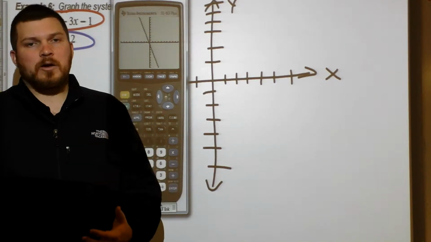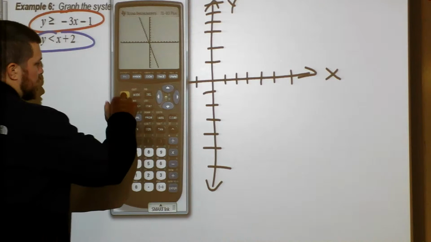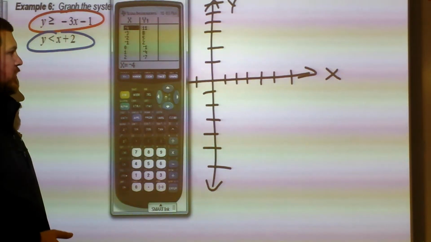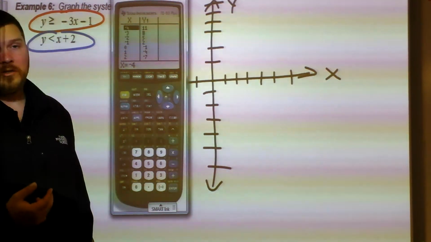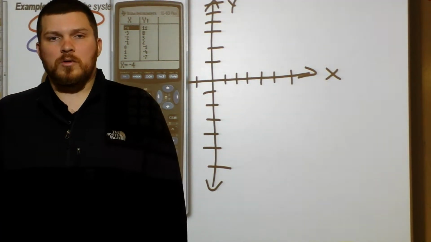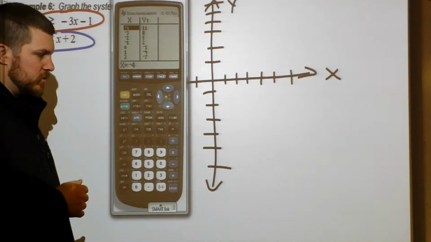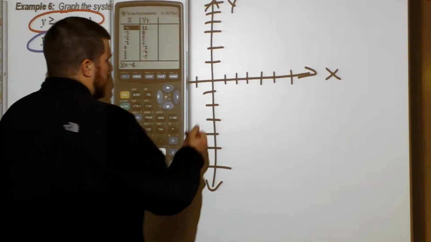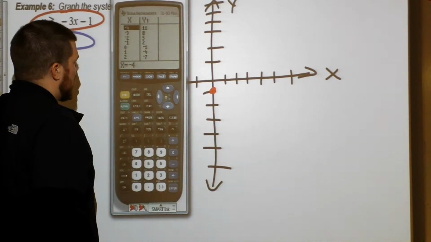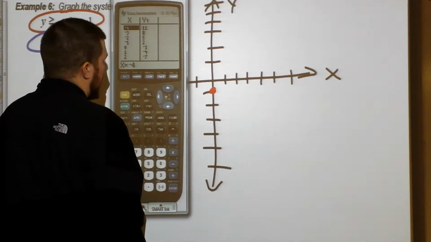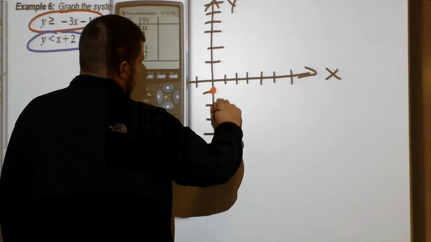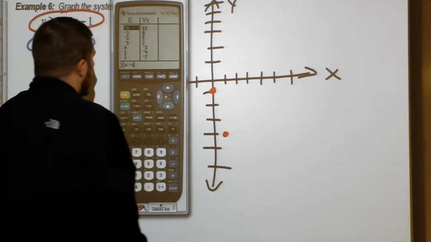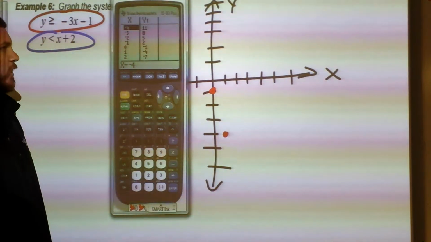But I don't even know exactly where that boundary line needs to be. So I'm going to go to my table, and I'm just going to pick some nice points. All you really need, since it's a straight line, is 2 points. Obviously, the more points you put in there, the better. I'm just going to do 2 just to save a little bit of time. So my first point is 0, negative 1. So right here. And then 1, negative 4. So 1, negative 4.